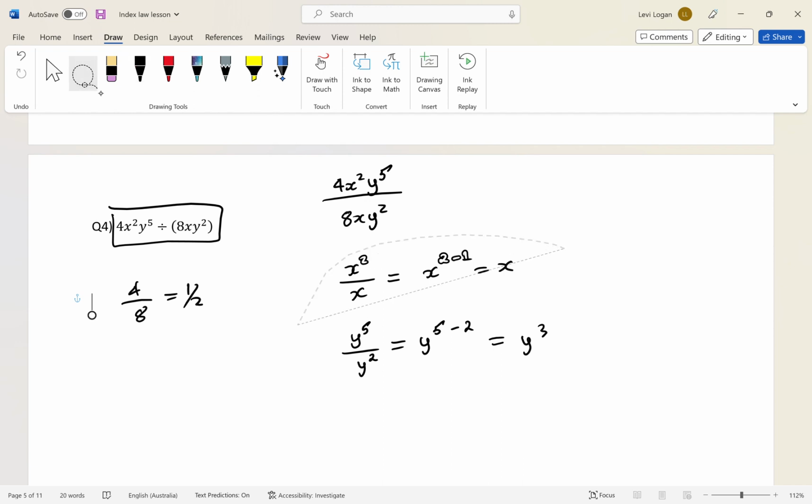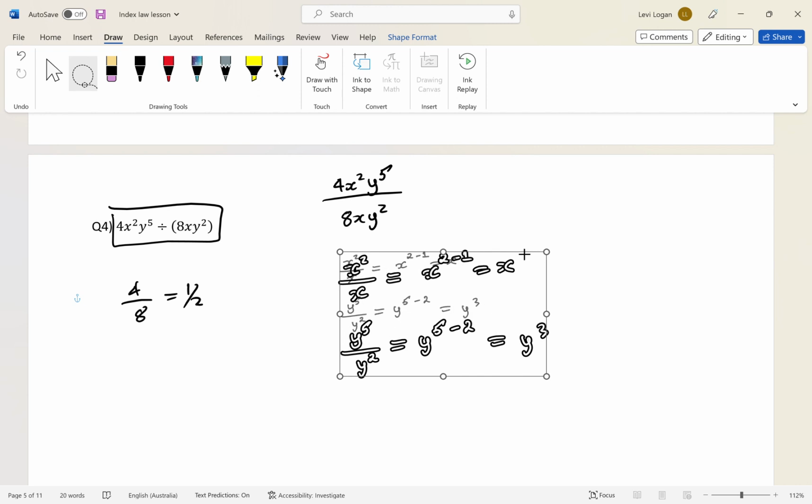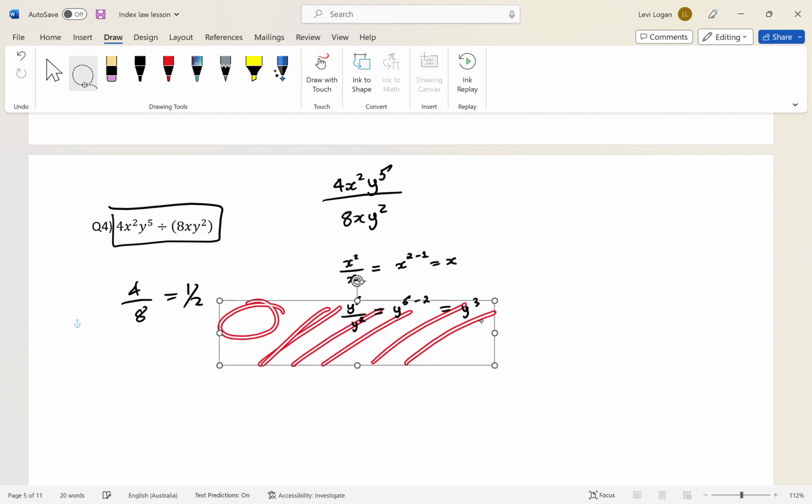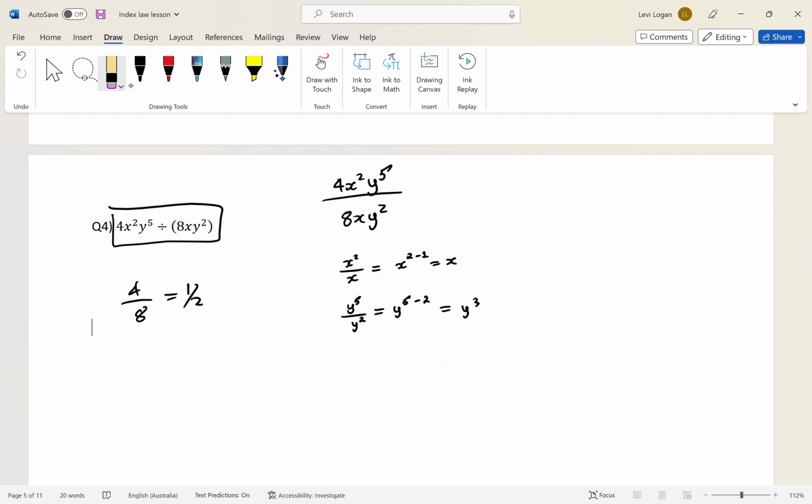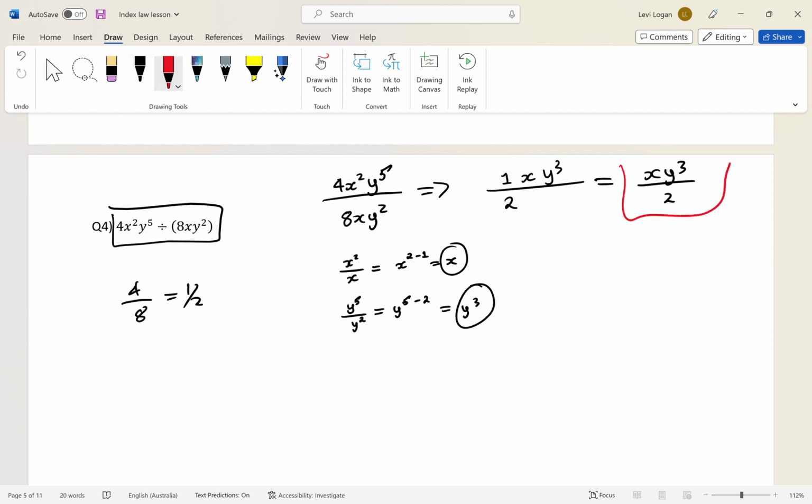I'll just move all this because it's in the way now. I'm just going to rub this out because we don't need it anymore. Simplifying this, we have a half here, we have our x on the top, and our y cubed on the top. So simplifying that, that is x times y cubed all over 2. So that is our answer.